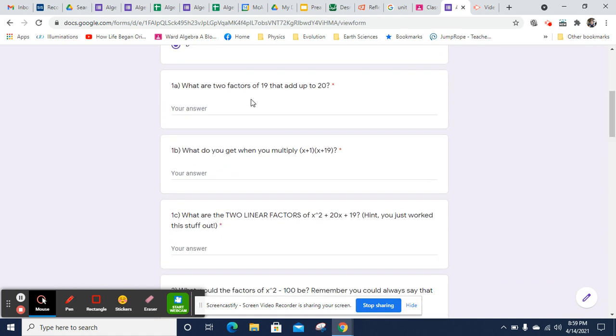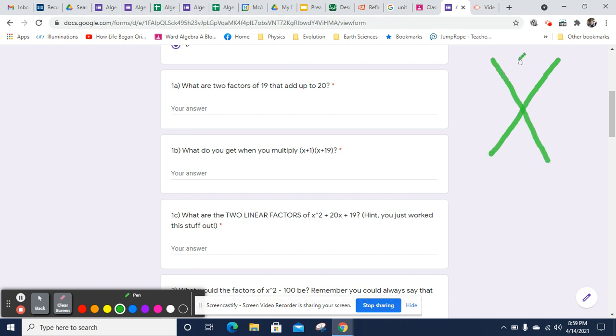We want two factors of 19 that add up to 20. Well, we can use our handy little X thing that we've been using before. So we want two factors of 19. So 19 is our product since we're looking for factors, and we want a sum of 20. Well, 19 is just a prime number, so it's only got two factors, 1 and 19, and those will definitely add up to 20.